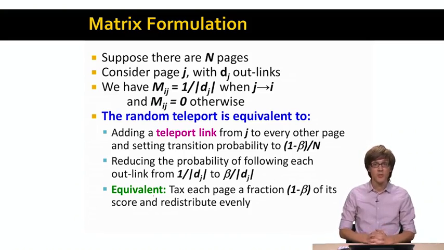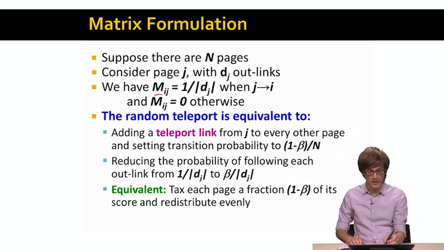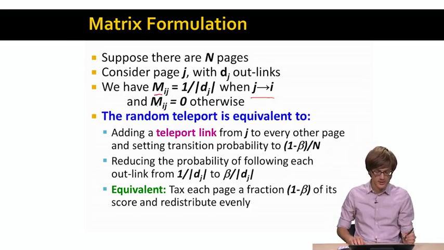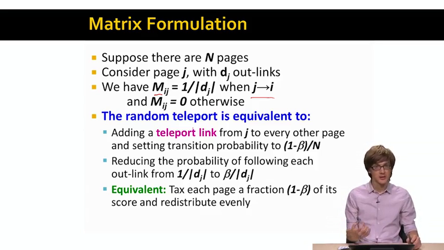Just to remind you, we have capital N pages, or nodes, in the graph. We defined matrix M in such a way that the entry M_ij is 1 over the degree of j if node j points to node i, and otherwise that entry is 0. Now let's think about how random teleports play into this matrix M. The way we can think of teleports is that we take our initial graph and add all these additional transition edges. So random teleports basically take our graph and transform it into a completely connected graph where we have two types of edges.